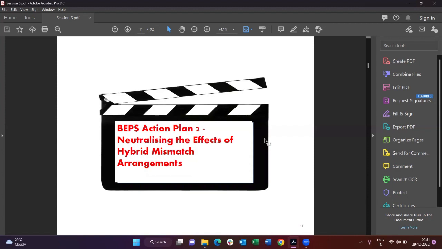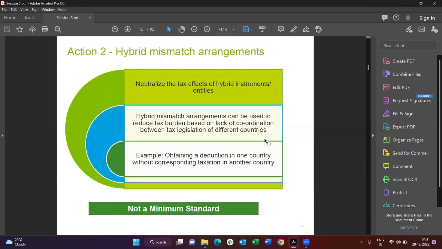Action plan 2 is neutralizing the effect of hybrid mismatch arrangements. An example of hybrid mismatch is where there are instruments or entities which have a hybrid nature. Can anyone say the meaning of the term hybrid? Compound, a mixture of both. Mixture of both, so two or more characteristics.